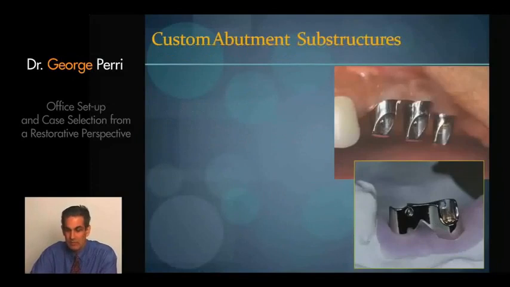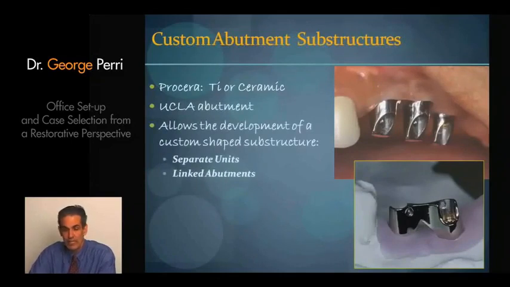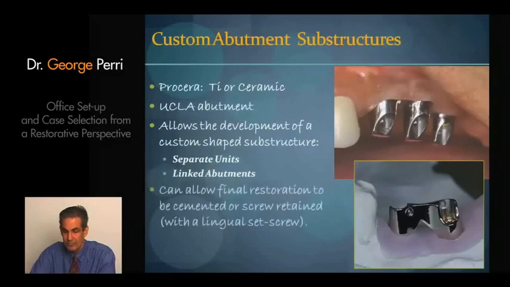Now, custom abutment substructures could be a CAD-CAM type, Procera abutment, titanium or ceramic. It could be a UCLA abutment, a cast abutment. And what these things do is allow us to create separate units or linked units that the final restoration will then go over the top of. They could be held in place with a lingual or a palatal screw. It could be held in place with cement. It just depends on the situation.